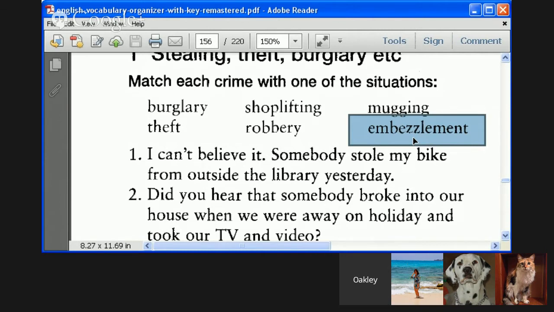Not if you're stealing, I don't know, pens and paper clips, or paper from where you work. That wouldn't be called embezzlement, really.